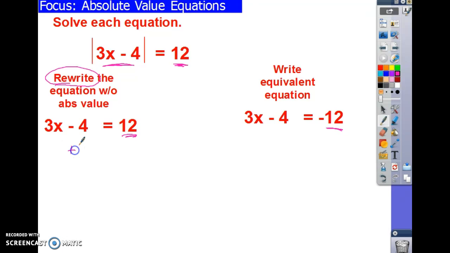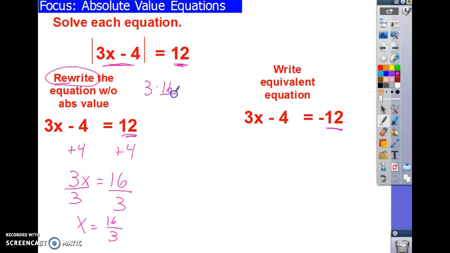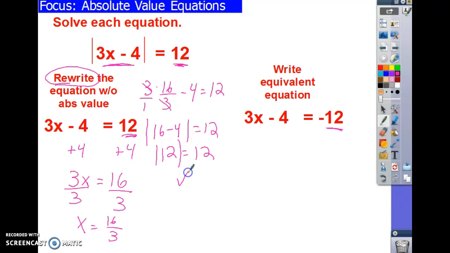So we're just going to go plus 4, 3x equals 16, divide by 3, and x is going to equal 16 thirds. If you plug in 16 thirds for x here, 3 times 16 thirds minus 4 is going to give you 12. Cross out the 3's. 16 minus 4, the absolute value of that is 12. 12 equals 12, so that's a check.